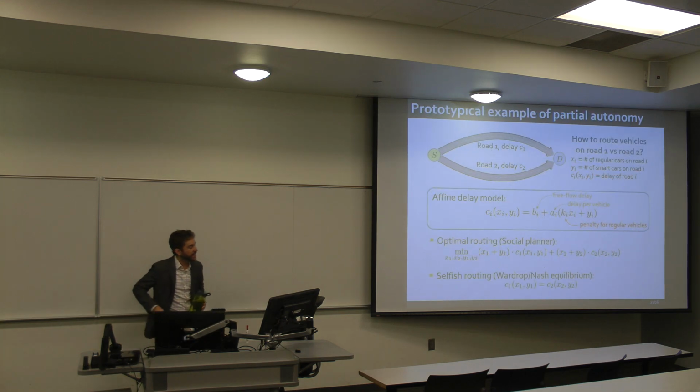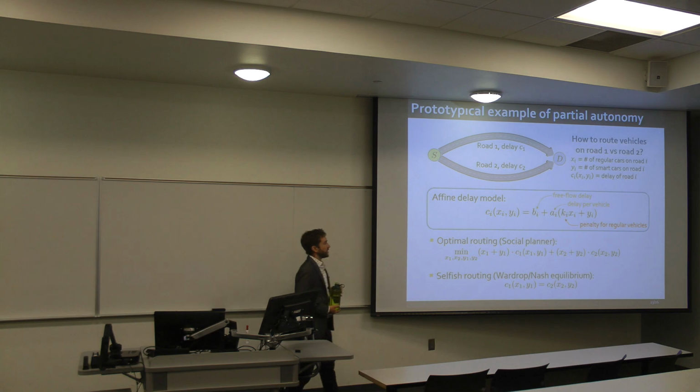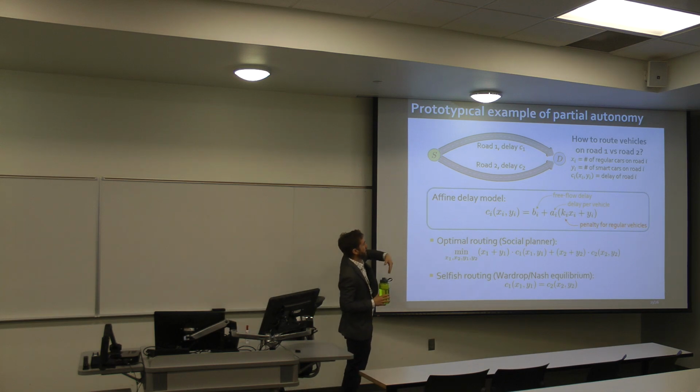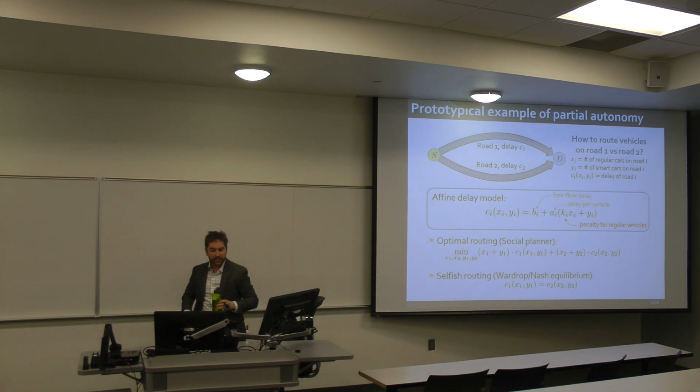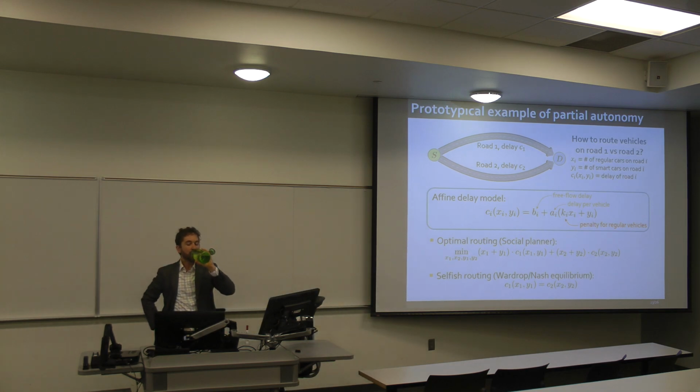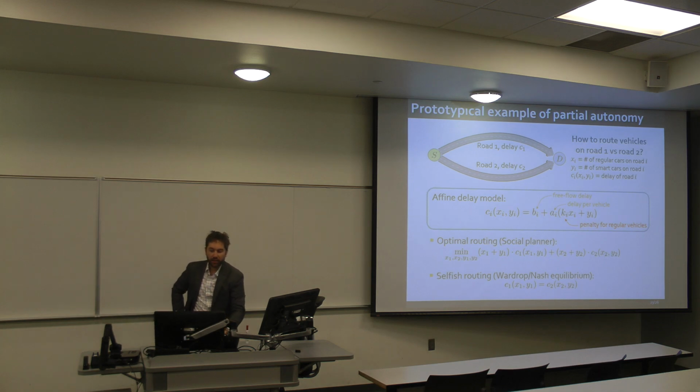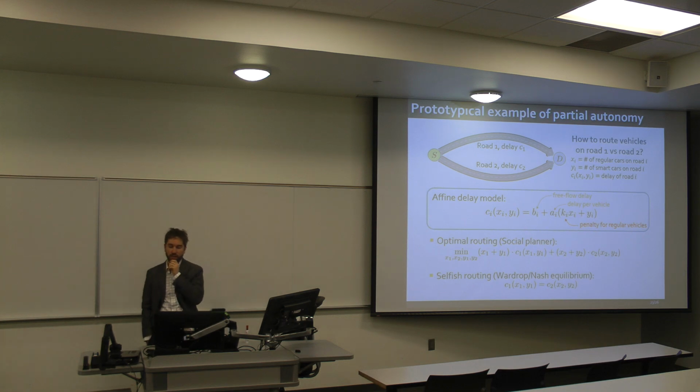In this paper and in this research, we said, okay, let's find the simplest example we can dream up and see what we can do with it. So we chose one origin destination, a source and a destination, and there are two routes between them. The top route has a delay function we'll call C1, and the bottom route has a delay function we'll call C2.